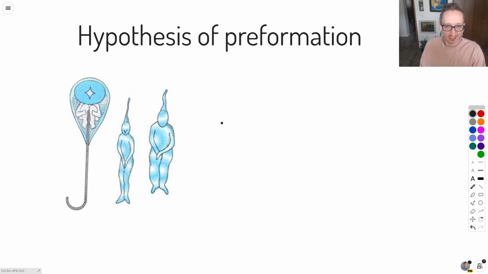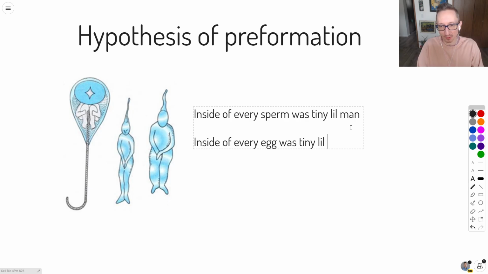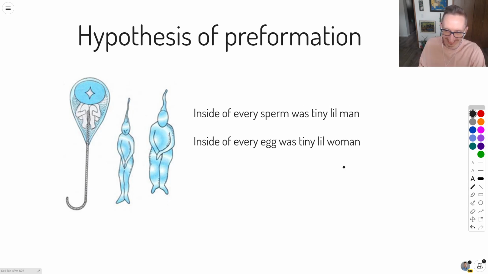So this was the idea that inside of every sperm was a tiny little man. I really wish this one was true. Like, there's another universe out there where this is true, and it's a better place to live. And inside of every egg was a tiny little woman. Oh, it's so good. Okay, this is obviously rejected. Rejected by evidence.